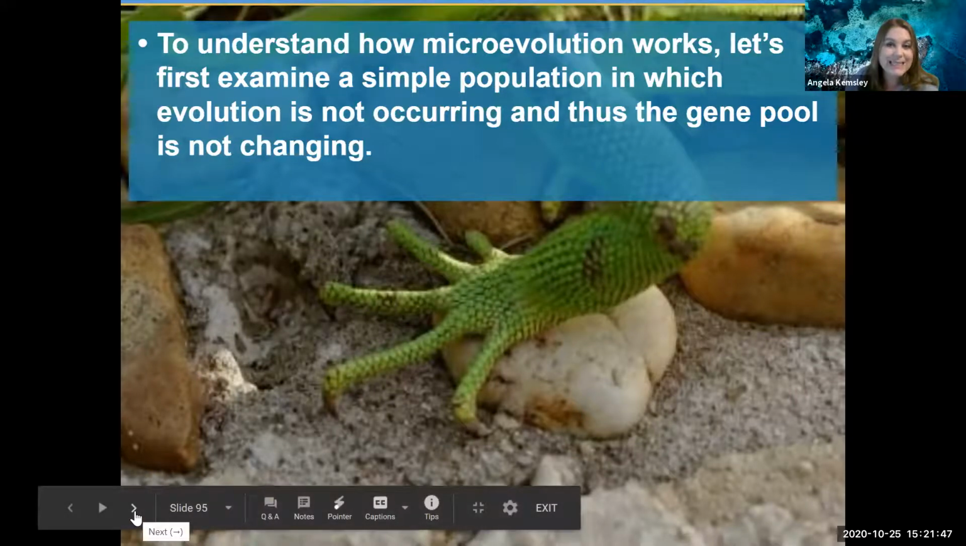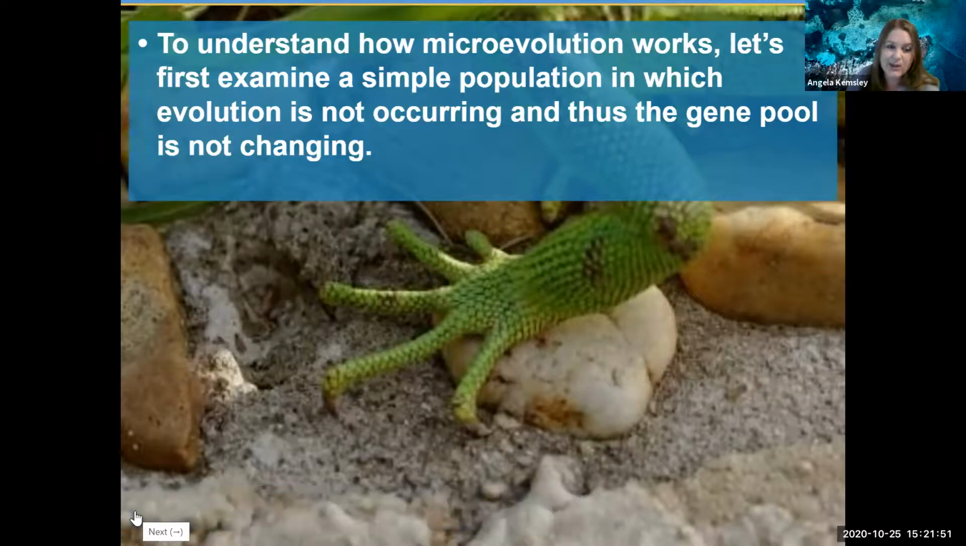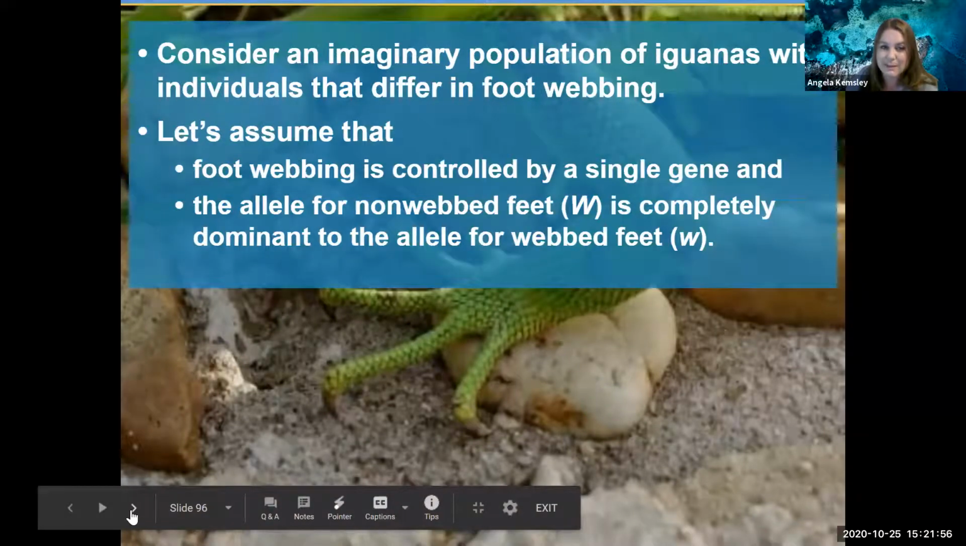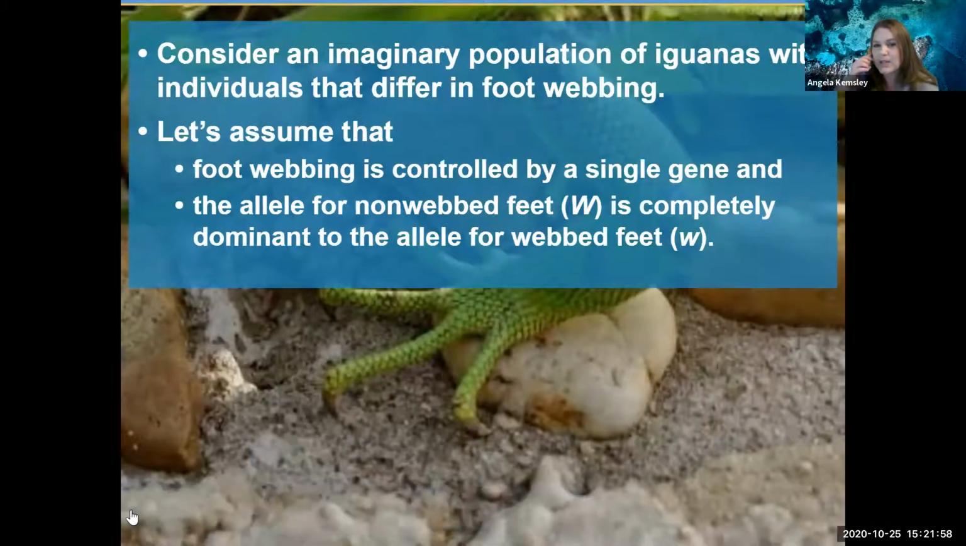So I'm going to give you an example here, and we're going to apply the Hardy-Weinberg principles and equation to this population to see whether or not evolution is happening. So consider an imaginary population of iguanas, and they differ in foot webbing. So the webbing in between their little toes.